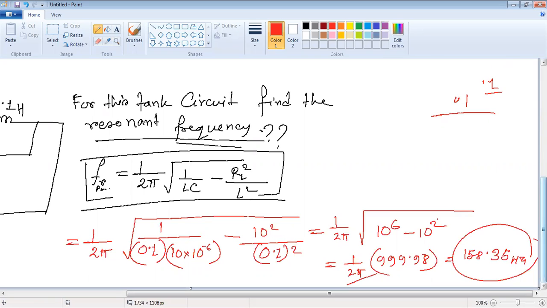Where is it? Not working. I am doing it by my mouse, the pen is not working over there.